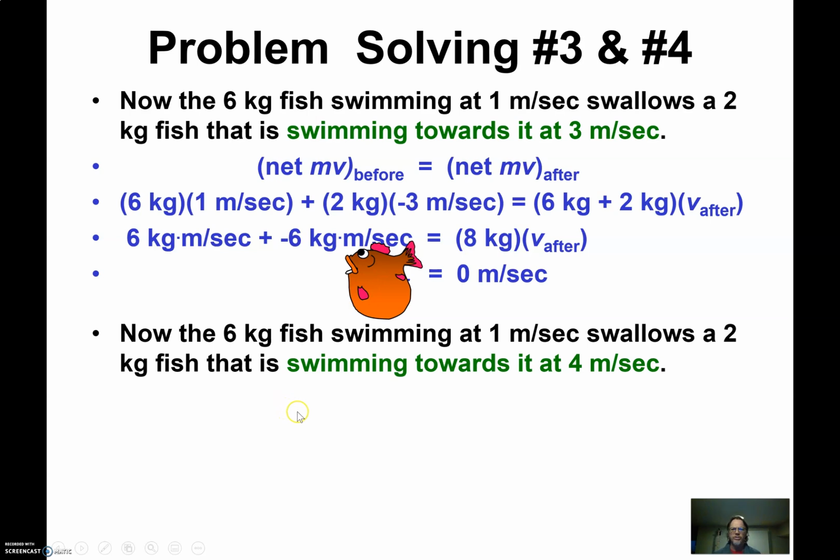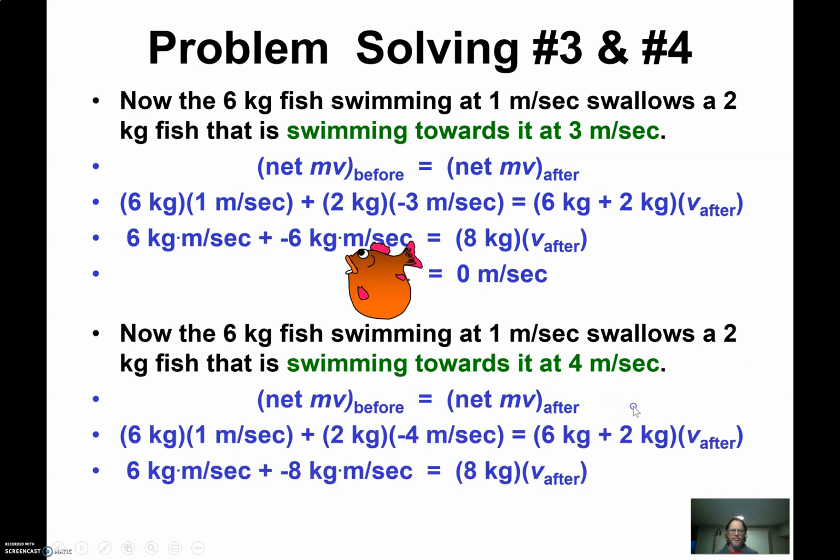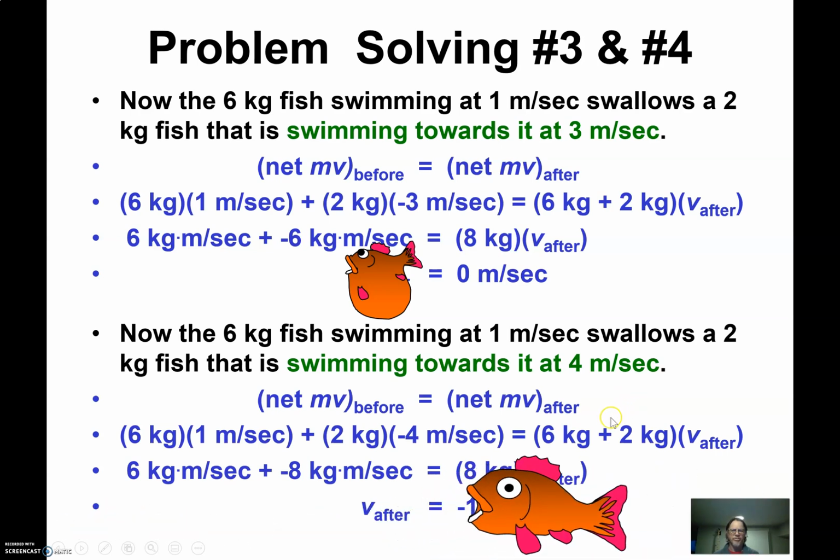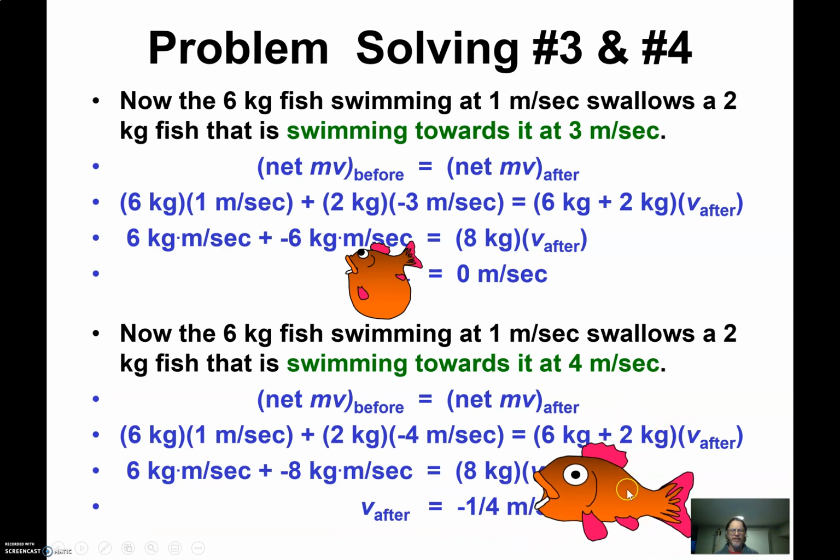Alrighty, so now the 6 kilogram fish still going at 1 swallows a 2 kilogram fish going at 4 meters per second. Now the little fish has more momentum and way more kinetic energy. What's going to happen when they collide? Oh, that's going to be a tummy ache for later, huh? Look at that. So the net momentum was greater to the right because the little fish not only had way more kinetic energy, but also had more momentum.